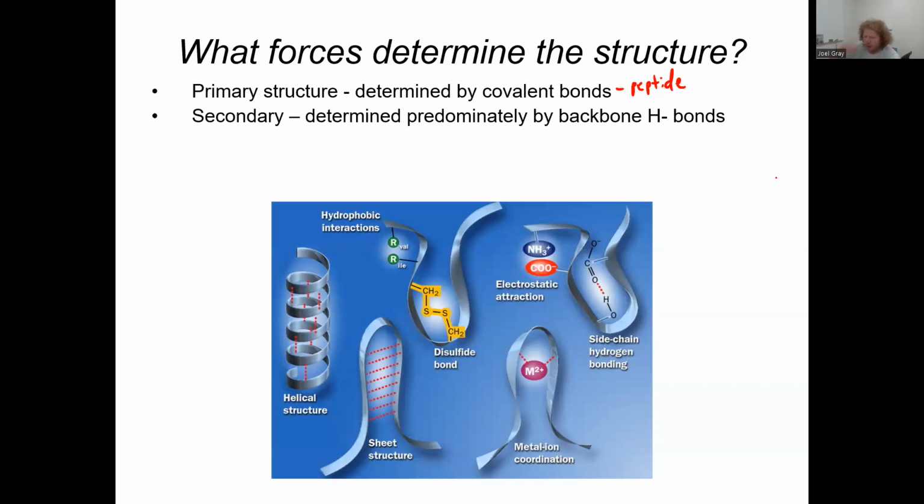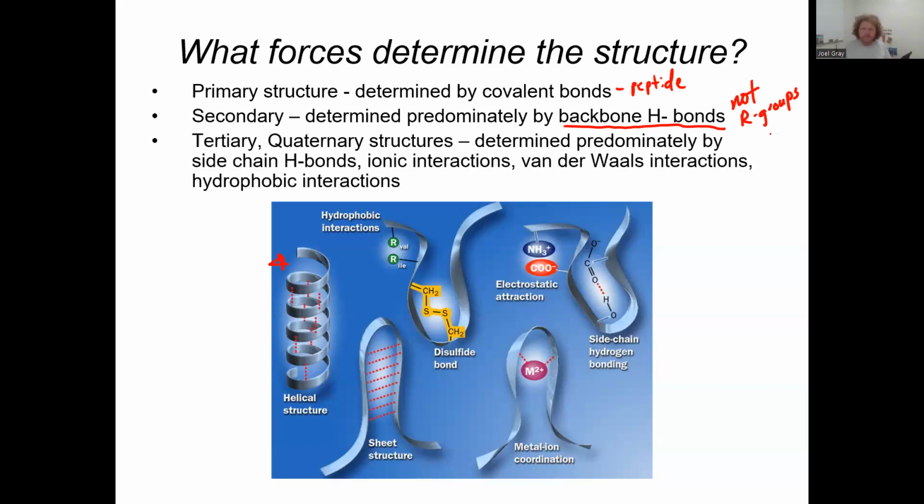So this is kind of a hierarchy in that, well, your secondary structure obviously has peptide bonds, but what is going to give you a structure like this right here? What's going to give you that structure is the backbone hydrogen bonds. So that would be not R groups, but instead the backbone of any polypeptide. Your tertiary and quaternary structures are going to be determined by side chain hydrogen bonds, ionic interactions, as well as van der Waals interactions and hydrophobic interactions.